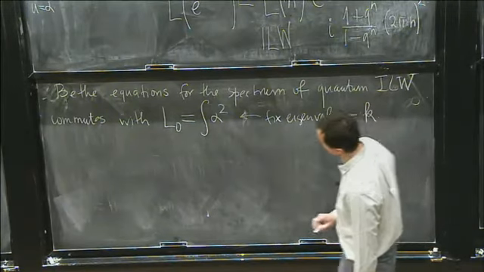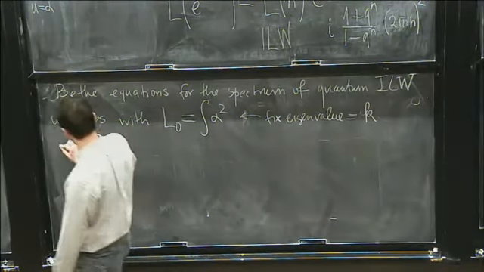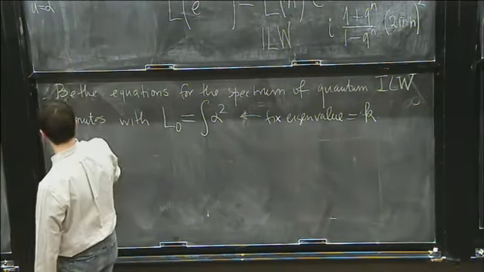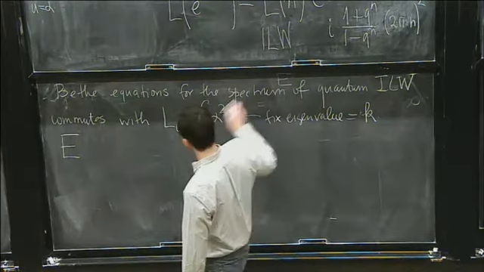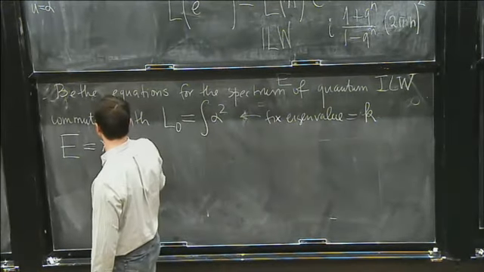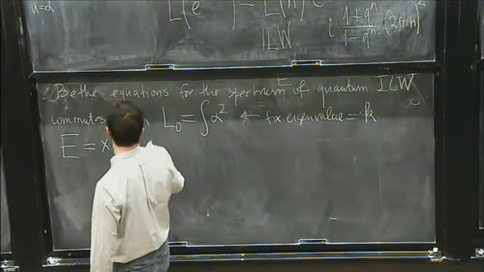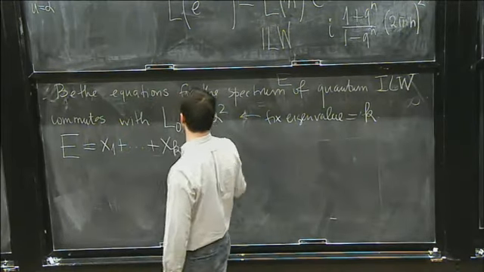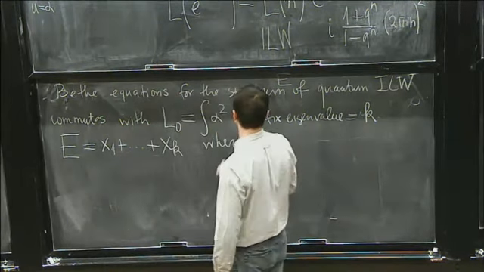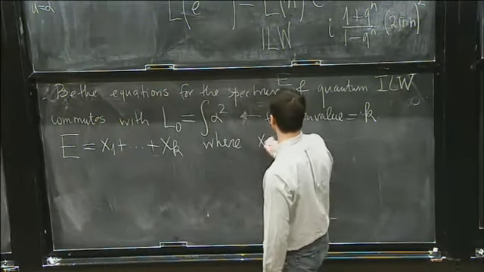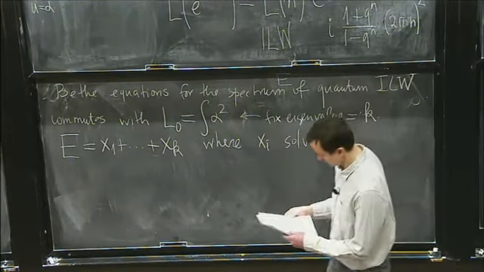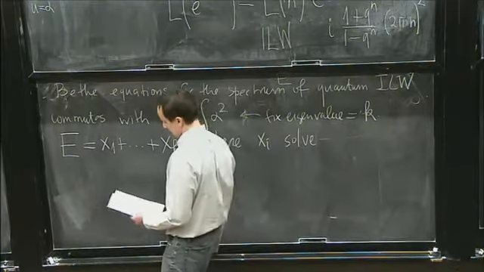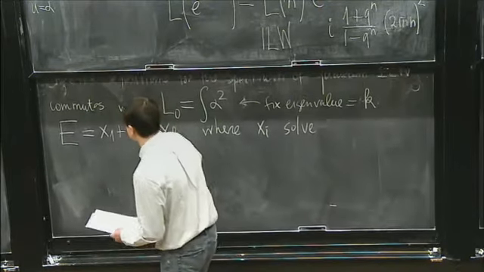Then there'll be k Bethe roots, so the energy, the eigenvalue, the spectrum E, will be a sum of k Bethe roots, 1 plus x_k, where the x_i solve the following system. Solve this Bethe equation. And the Bethe equation reads, so maybe I'll use an auxiliary.